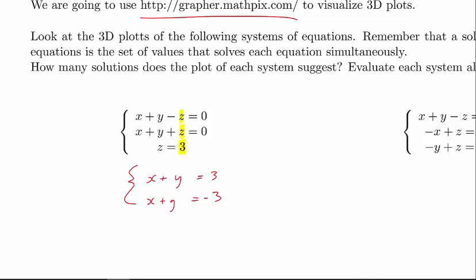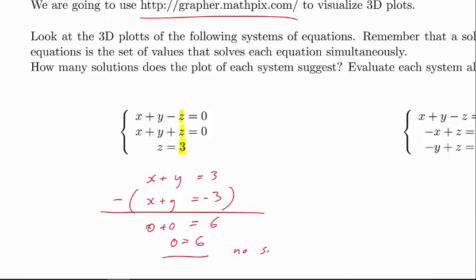Now if I subtract these two equations from each other, I'll end up with the result that 0 plus 0 on the left hand side equals 6 on the other side. 0 equals 6, right? That is an inconsistent system. There is no such solution as we saw graphically. So anytime we get something like this is a clear indicator that there is no solution. And that would be our answer for this question.